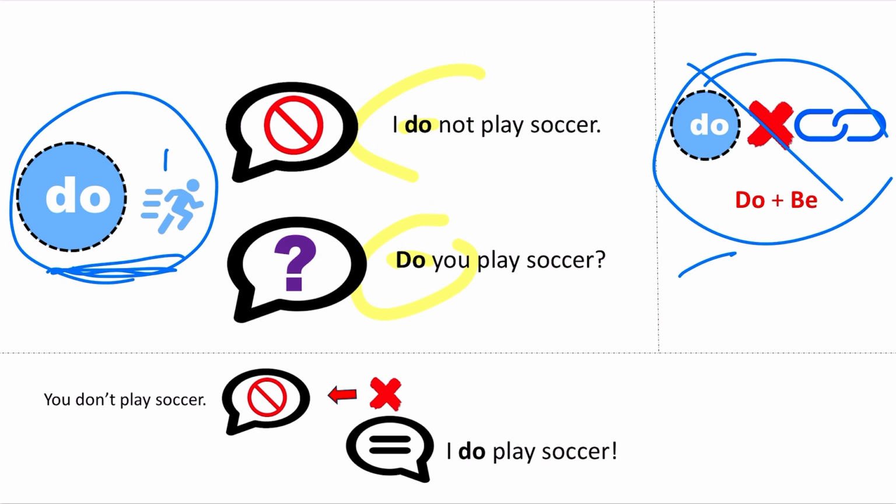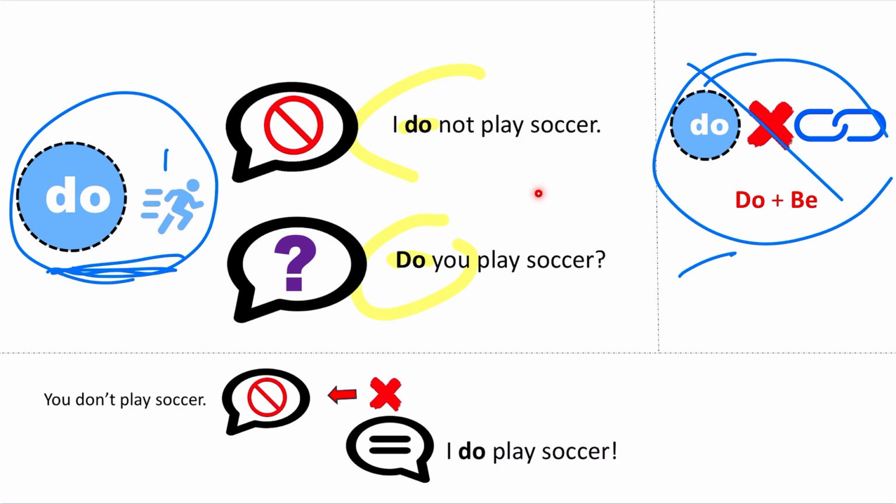Now, there is one other way you can use do. This is less important. If someone makes a negative statement, you don't play soccer, or they just say something that isn't true, then if you want to emphasize what you said is wrong, you can add this here. I do play soccer. You're wrong.